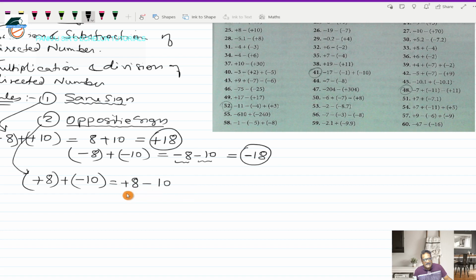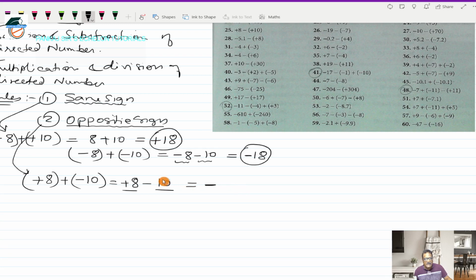Now you can see that these two directed numbers have opposite sign. One has negative sign, one has positive sign. So in such a case, what you have to do is put the sign of the bigger number. Out of this, the bigger number is 10 and its sign is minus. Now remember, in directed numbers, the sign for a number is the one which is before the number, not after the number. So the sign for this 10 will be minus, and I'll put this minus sign over here.